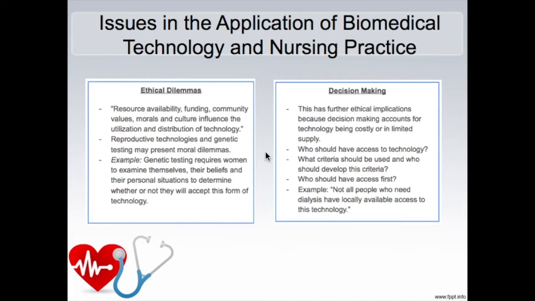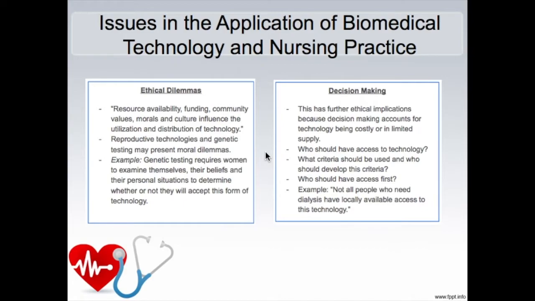There are some issues in the application of biomedical technology and nursing practice. The use of technology introduces potential ethical dilemmas. For example, the use of reproductive technology and genetic testing will prompt healthcare providers and patients to examine their moral values. Genetic testing requires women to examine themselves, evaluating their beliefs and their personal situations, as well as their willingness to accept this form of technology.